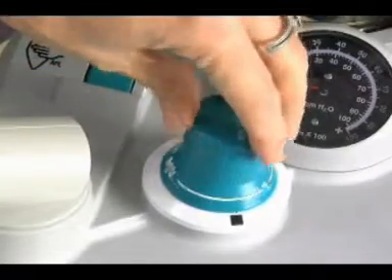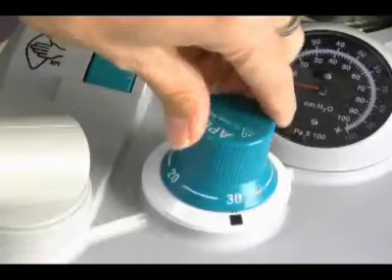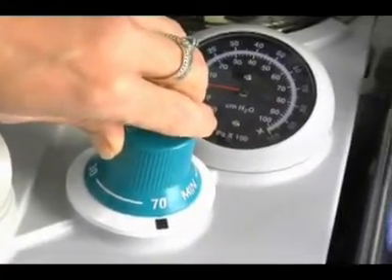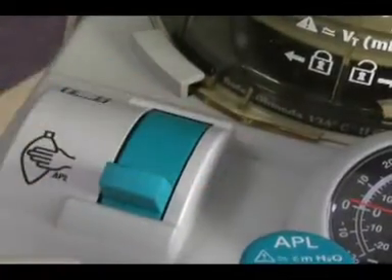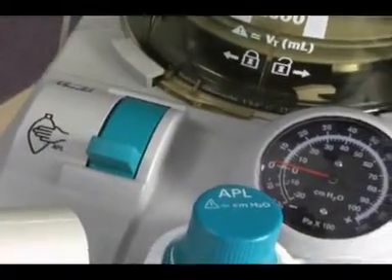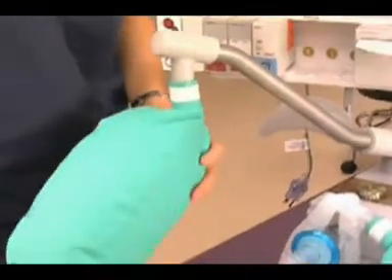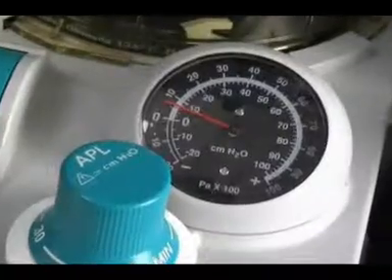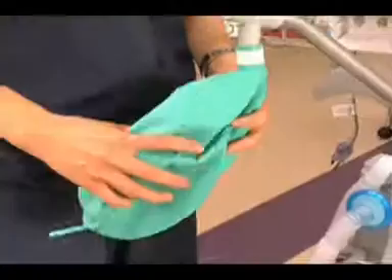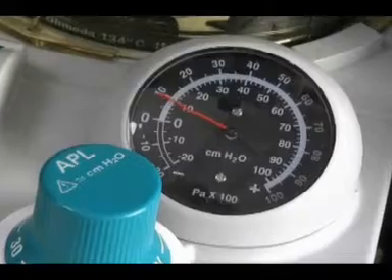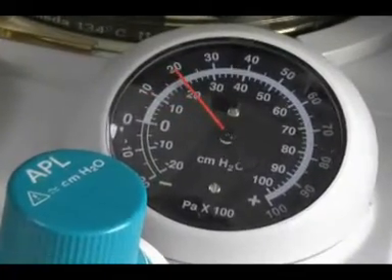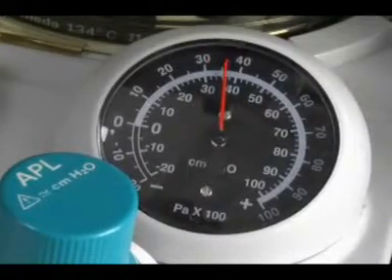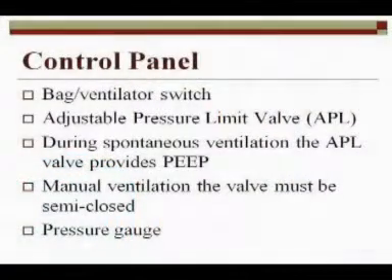If the provider gives a breath by squeezing the bag, and the breath exceeds the pressure of the APL valve, the valve will open and allow the excess gas to escape to the scavenging system. This acts as a safety device for the patient's lungs. During inspiration, the valve is closed, while during expiration it will open when the set pressure is exceeded. During spontaneous ventilation, it can be partially closed to give positive end expiratory pressure, PEEP.